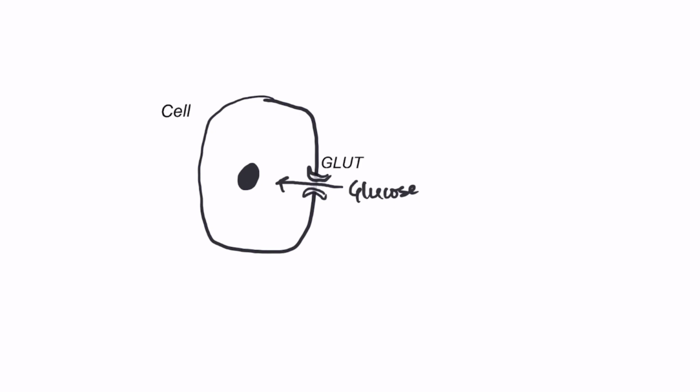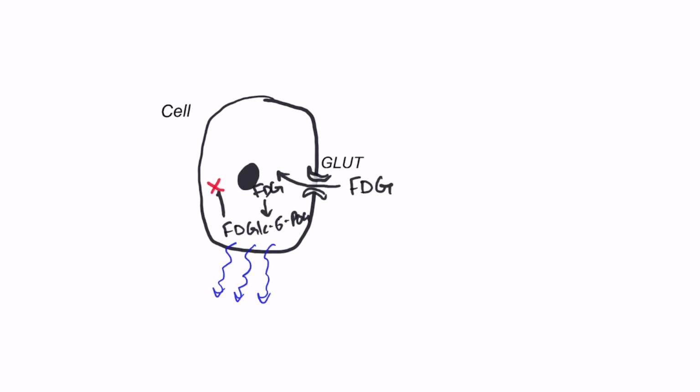Glucose molecules undergo conversion to glucose 6-phosphate by a glycolytic enzyme. Similarly, FDG also converts to FDG6-phosphate. But the next enzyme recognizes the difference between glucose and fluorodeoxyglucose. So FDG gets trapped inside cells as FDG6-phosphate and emits radiation, which is detected by a gamma camera.